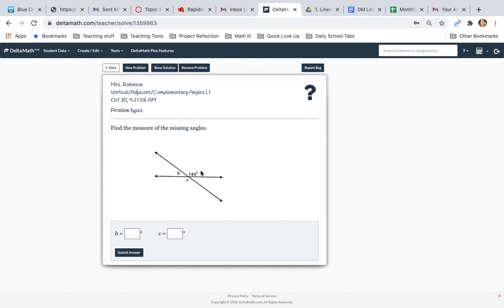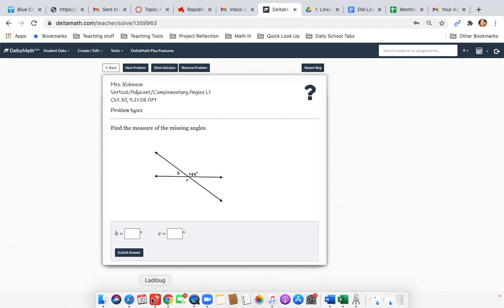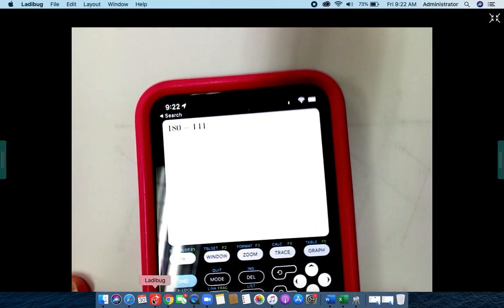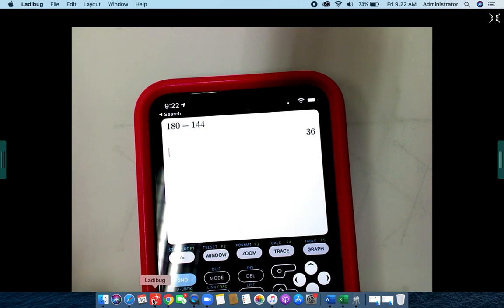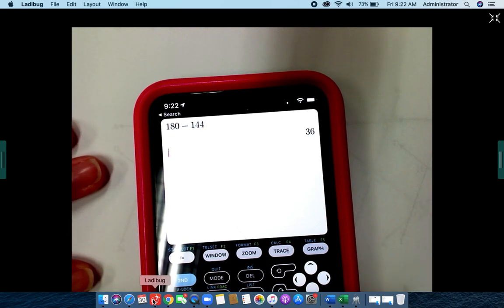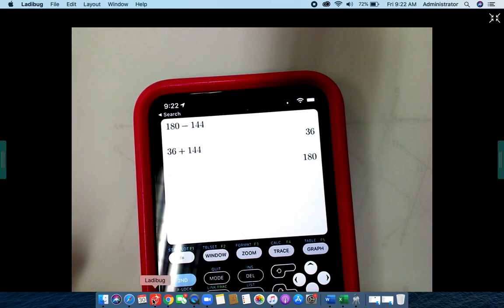So if I just take 180 and subtract the 144, oh, you're not even seeing what I'm doing. Let me switch back over. So if I take 180 and subtract 144, the other measure is 36 degrees, because 36 plus 144 adds up to 180. So that's really all you're needing to do here.